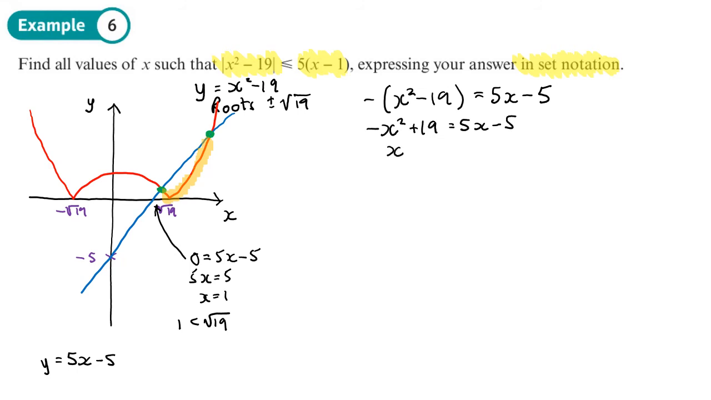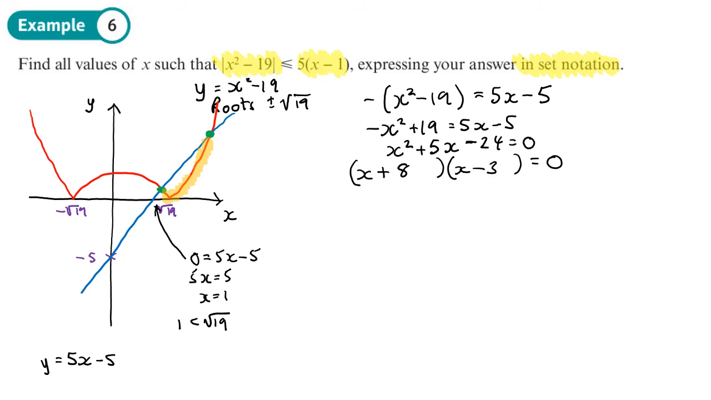So we'll write that as x squared. So we'll add x squared to both sides, plus 5x. And then we'll take away 19 from both sides. So we'll have minus 24 equals 0. Now I think that factorizes: 8 and 3. So plus 8, minus 3.